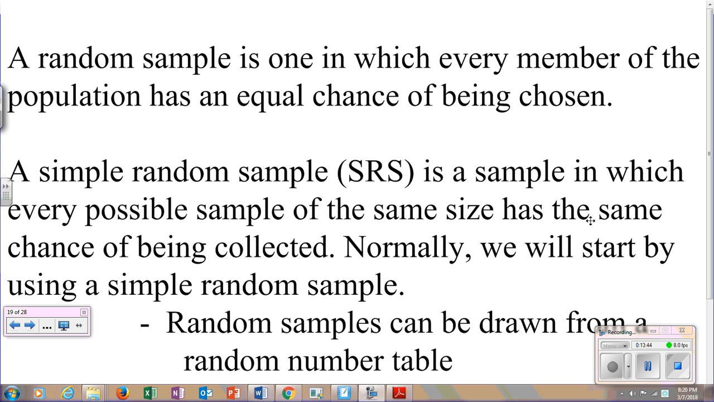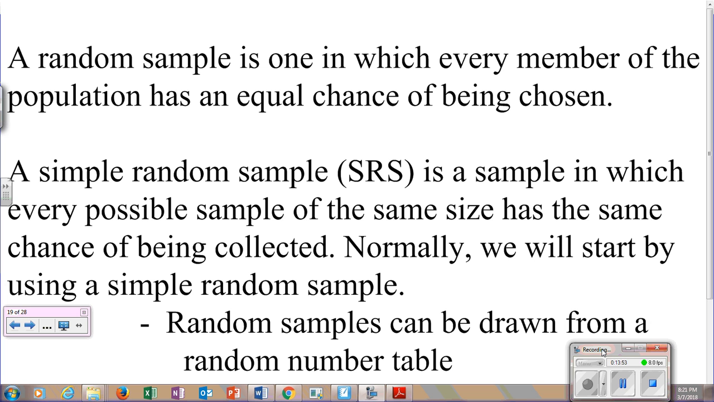The first one is called a random sample. It's one in which every member of the population has an equal chance of being chosen. So they are just literally pulling numbers out of a hat, or names out of a hat. The second one is a simple random sample, or SRS. I only abbreviate it because it's really difficult to write out a simple random sample every time. This is a sample in which every possible sample of the same size has the same chance of being collected. Normally we start by using a simple random sample.